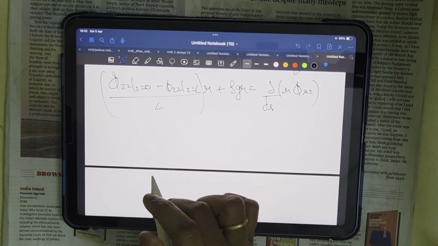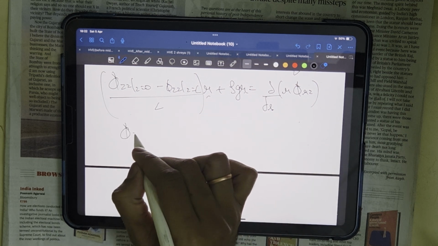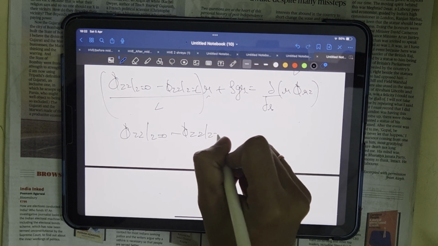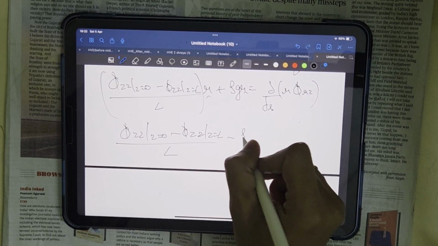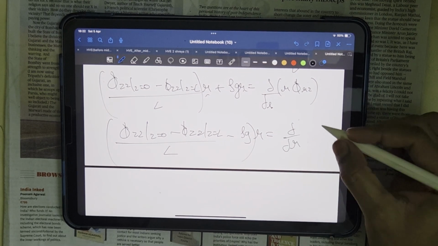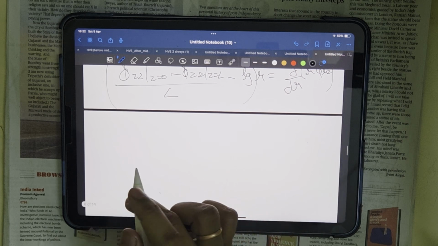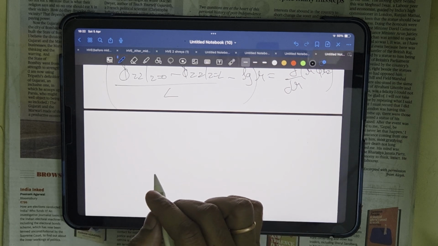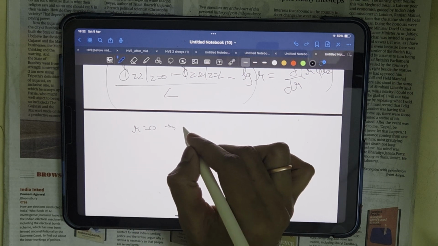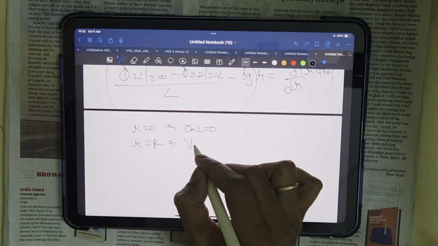Now we will rearrange, taking r common. Phi zz at z equal to 0 minus phi zz at z equal to L, upon L, minus rho g, into r, equal to dou of dou r of phi rz. As we know, the boundary conditions are: at r equal to 0, tau rz is 0, and at r equal to R, vz is 0.